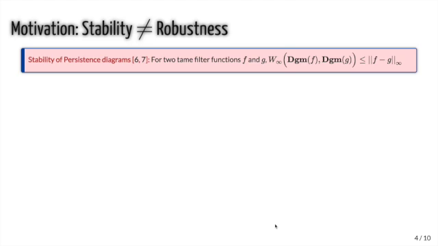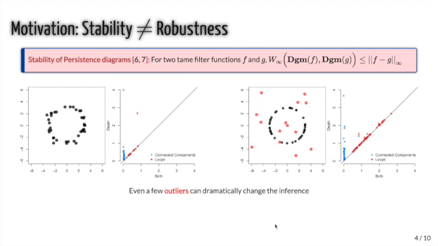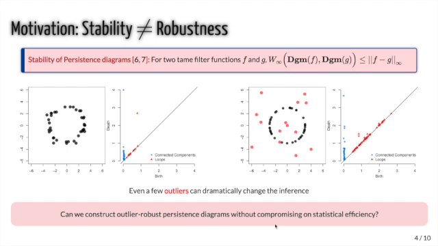The celebrated stability result guarantees that persistence diagrams are stable with respect to small perturbations of the sample points in the input space. However, if even a few outliers are added, then it can dramatically affect the topological inference. Our objective is to better understand the sensitivity and propose more robust alternatives.